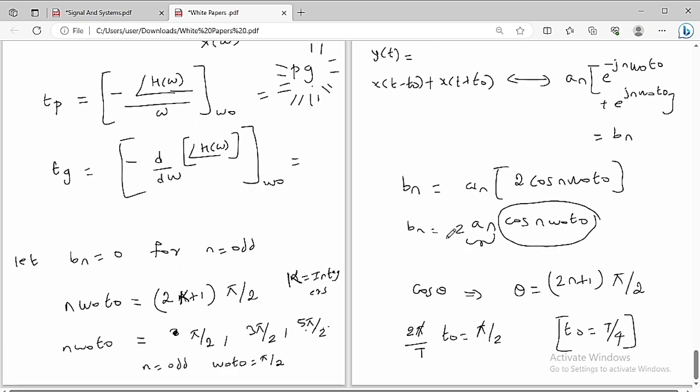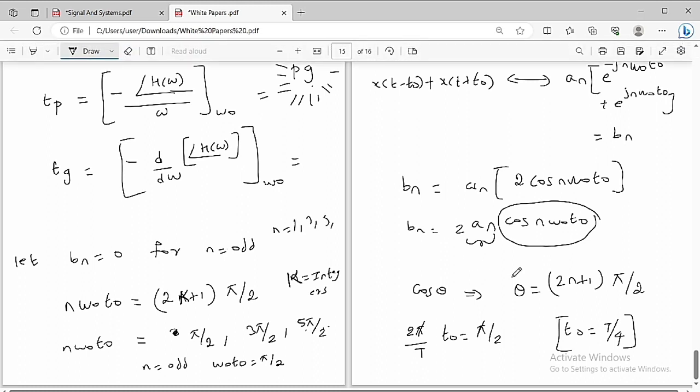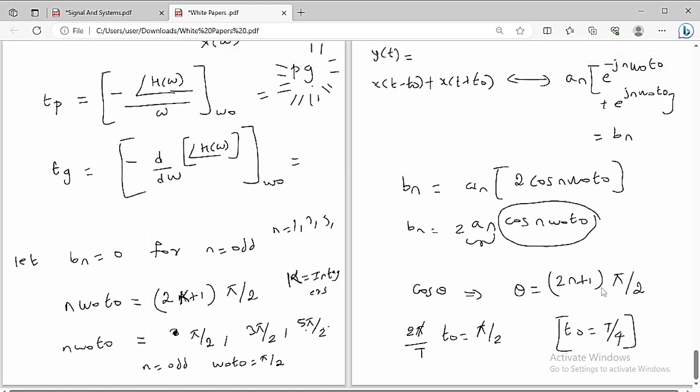Suppose they have given in the question that bn is equal to 0 for odd values of n. Odd values of n means n is equal to 1, n is equal to 3, like that. But we know cos theta is going to get the value of 0 when theta is equal to (2k plus 1) pi by 2. Let us take k, because if both are n, people will be confused. So here k is an integer, k is equal to integers.